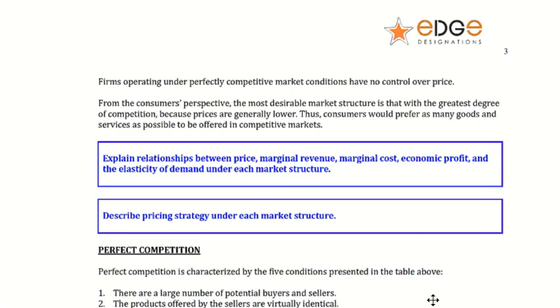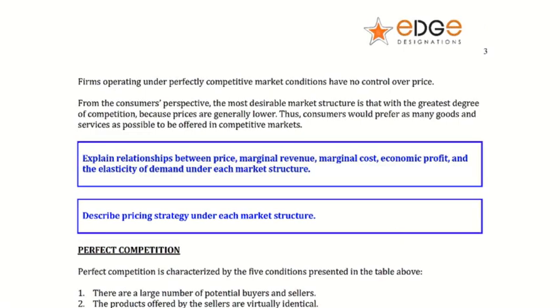Over on the top of page 3, firms operating under perfectly competitive market conditions have got zero control over price. Remember again, guys, that's why you would find that their curve is a horizontal curve.